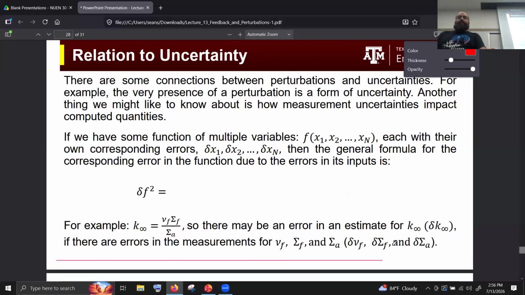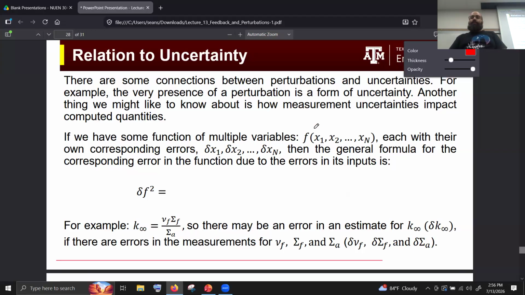The only other thing I really wanted to talk about was uncertainty, because uncertainty in the quantities that we're measuring could cause a perturbation to our system if we're unaware of what that uncertainty is. So if we have quantities that we're measuring, we want to be able to compute the uncertainty of that quantity based on uncertainties in other quantities.